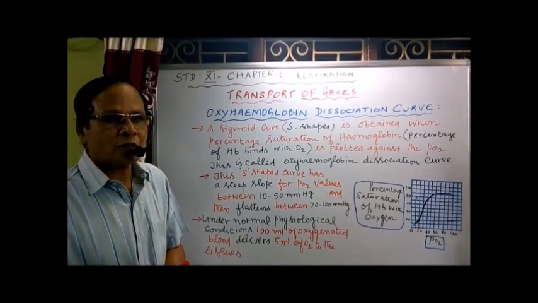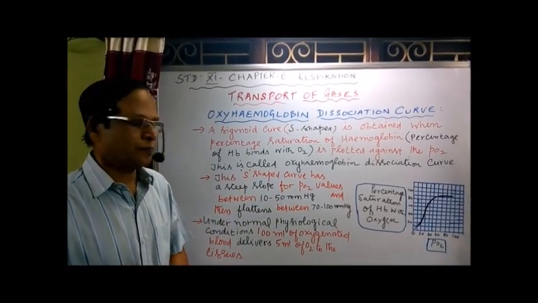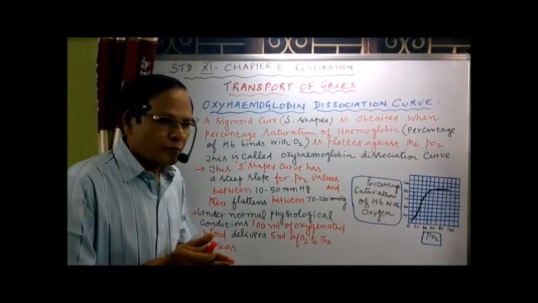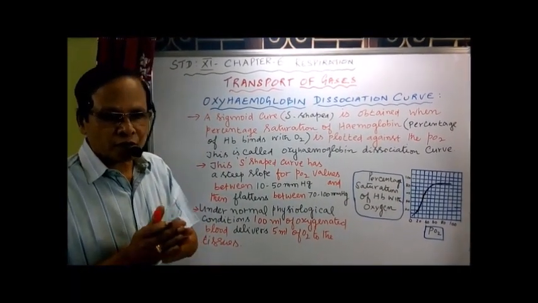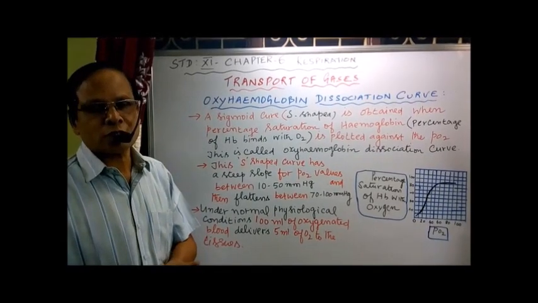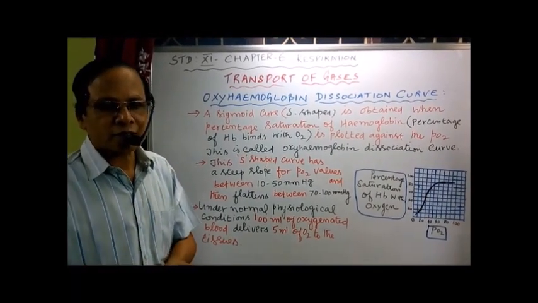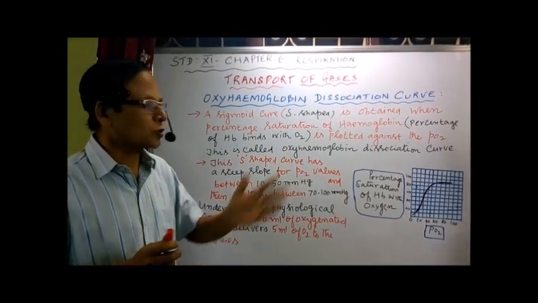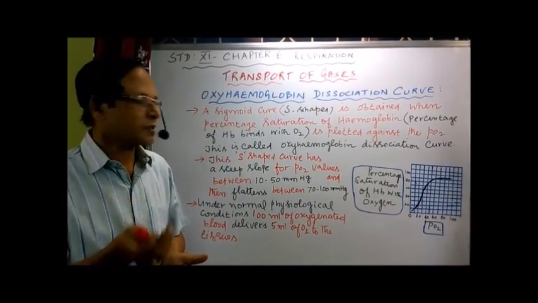The curve is normally S-shaped or sigmoid in shape. From this curve, one can find out the effect of partial pressure of oxygen, partial pressure of carbon dioxide, temperature, hydrogen ion concentration, etc. The result is drawn to find out the effect of these factors.